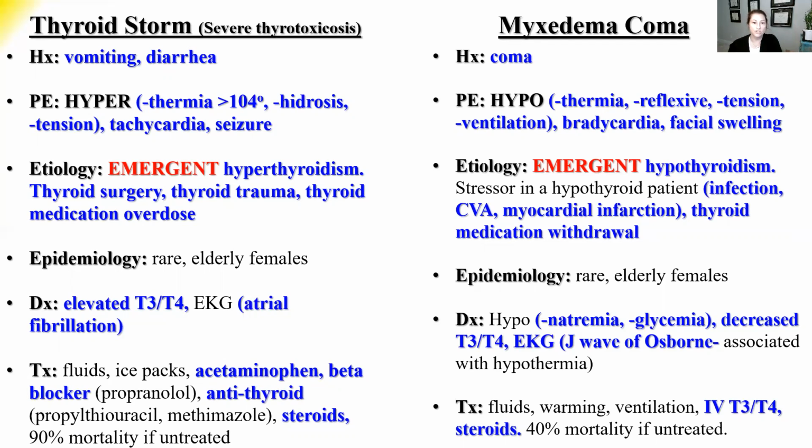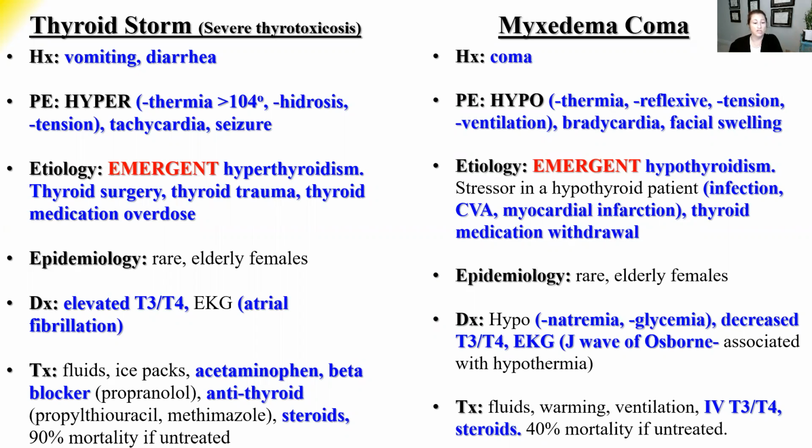Myxedema coma, there's not much history because they're in a coma typically. This is a very severe hypothyroid state. So hypothermia, hyporeflexia, hypotension, hypoventilation, bradycardia, facial swelling. So this is an emergent hypothyroid state, and it's usually due to some kind of stressor in an already hypothyroid patient. So if they get some kind of infection, they have a stroke, they have a myocardial infarction, they forgot to take their medication, so a thyroid medication withdrawal. This is rare, and this is elderly females.